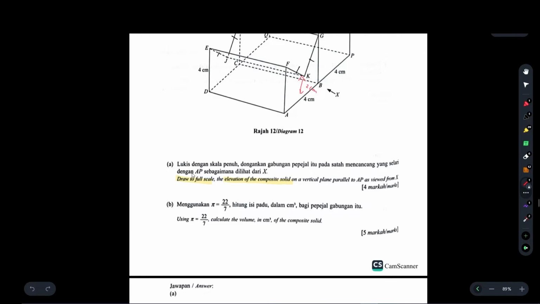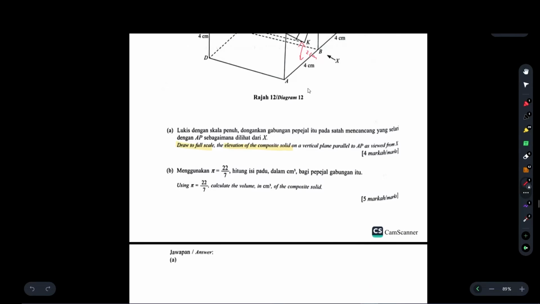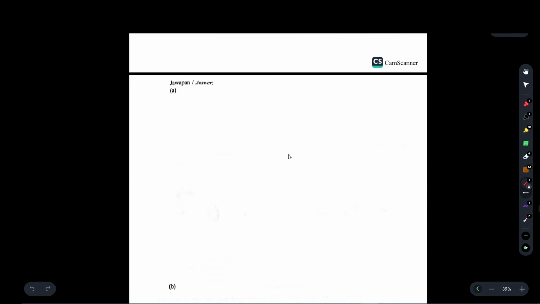What is the meaning of drawing to full scale? It basically means that if it says 4 centimeters, then you draw 4 centimeters. But since I'm drawing on the drawing board, it's not going to be really accurate. If you are drawing this kind of question, then you're going to use the ruler to make sure it's accurate. Then you will get full marks for it.